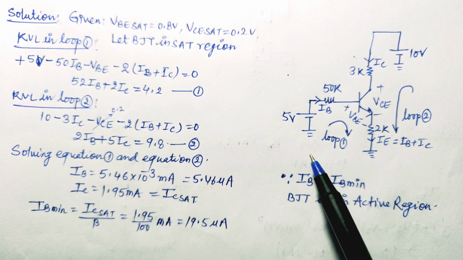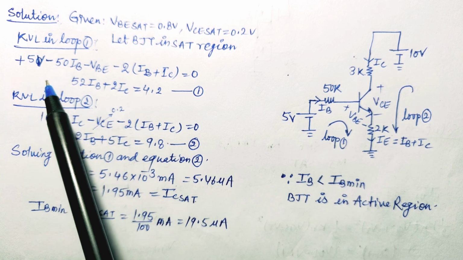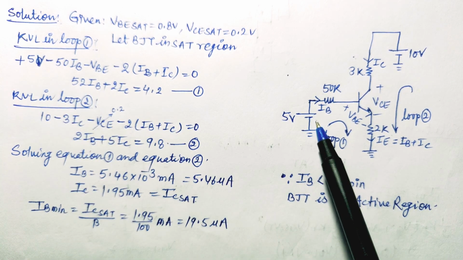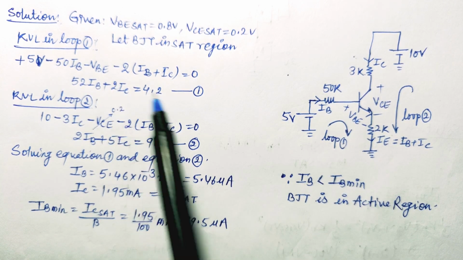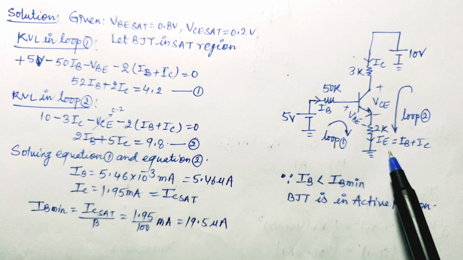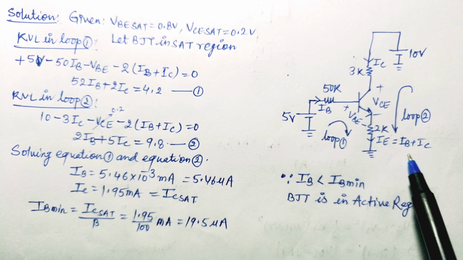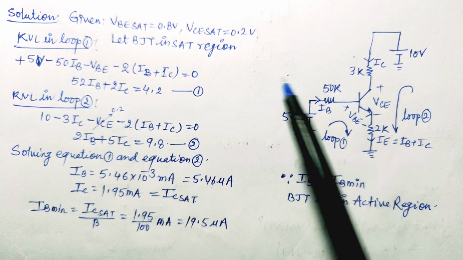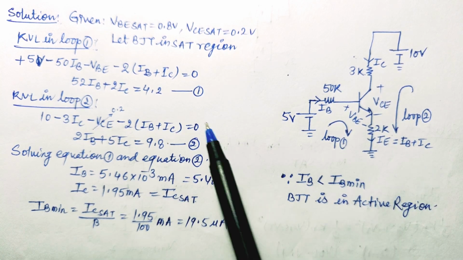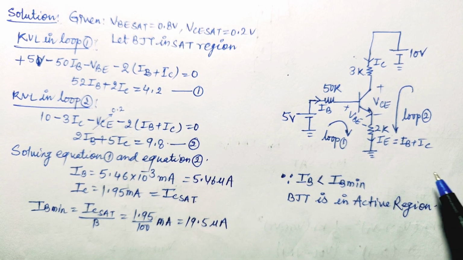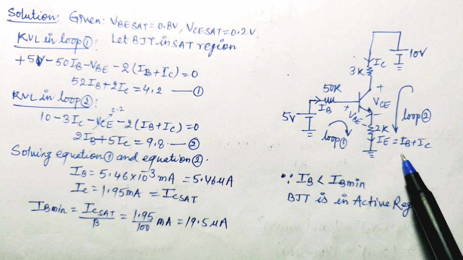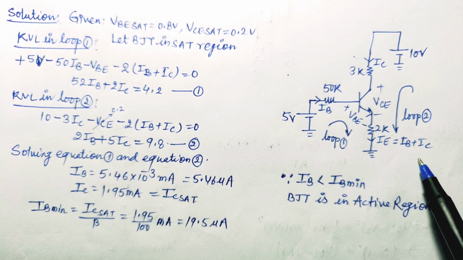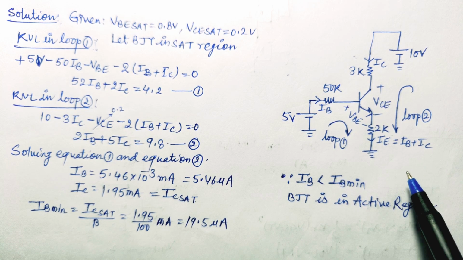If we apply KVL in this loop 1, then we will find this equation, that is 5 minus 50 IB minus VB minus 2 into IE. The IE value can be written as IB plus IC. We should remember that we have assumed that this BJT is in saturation region. So here the value of IC equal to beta IB cannot be written, since this formula will be applicable only when the BJT is in active region.